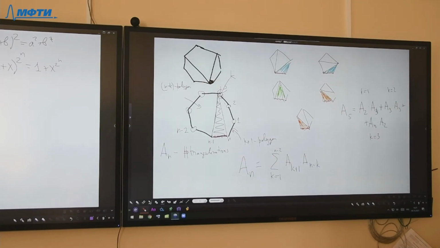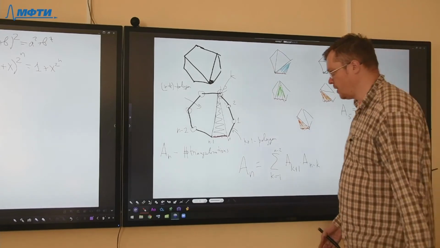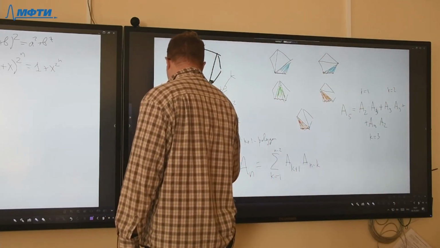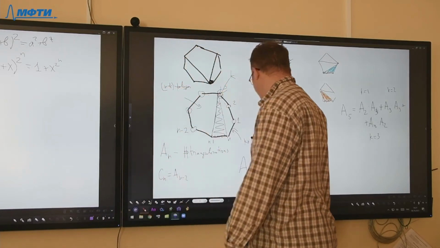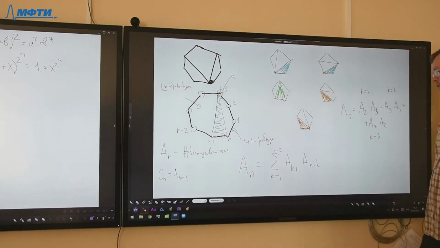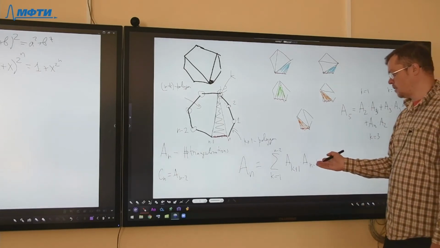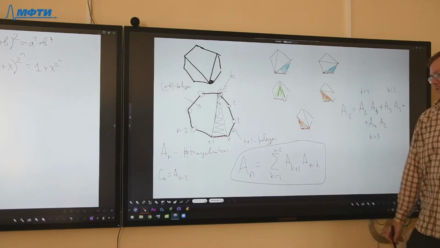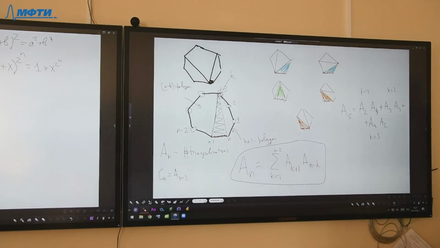And so I'll have the same formula, but I need to shift it to n minus 2. If I want to prove that C_n is a_{n+2}, then again I need to just write this in terms of C_n and check that this is the correct formula. This is the same recurrence relation as in the Catalan numbers.